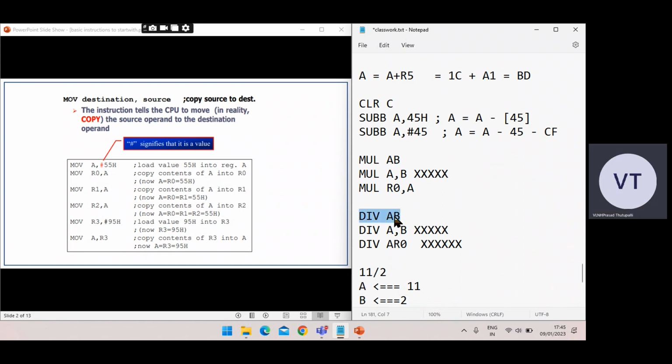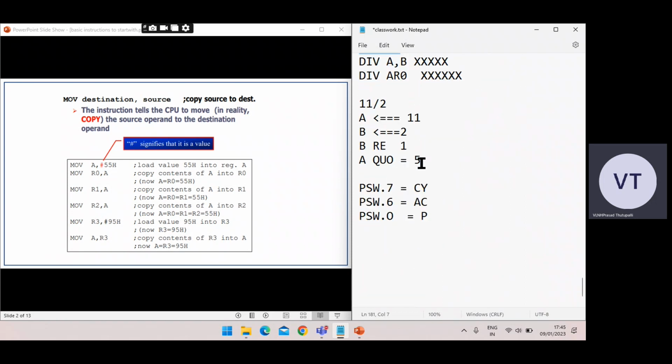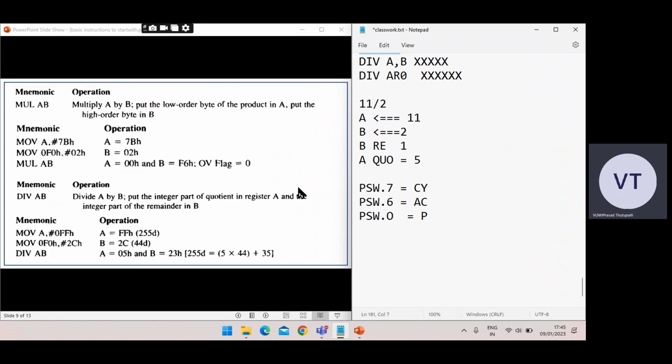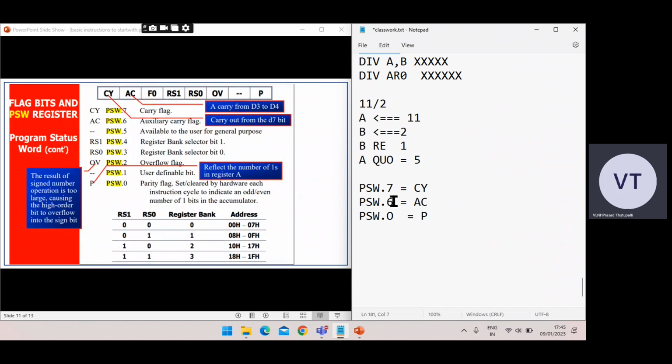DIV is the instruction to divide one value with another value. The numerator value should be taken in A, the denominator value should be taken in the B register. After the DIV instruction is done, you will get the remainder in B and the quotient in A. So these things we discussed in the previous classes.